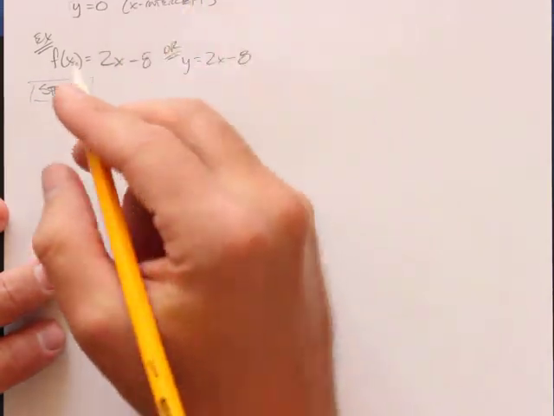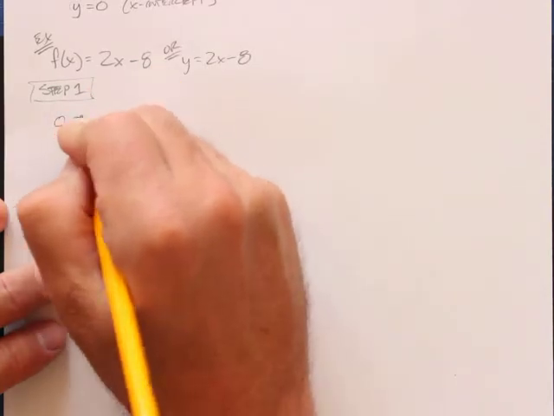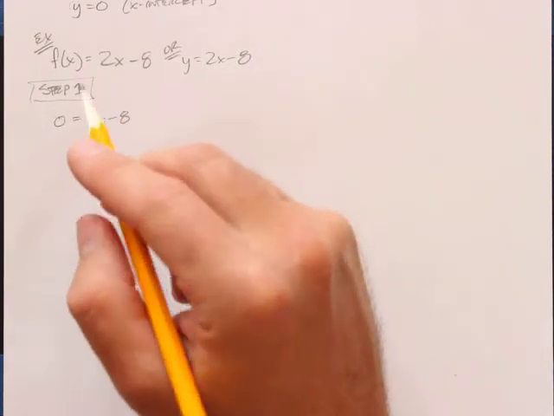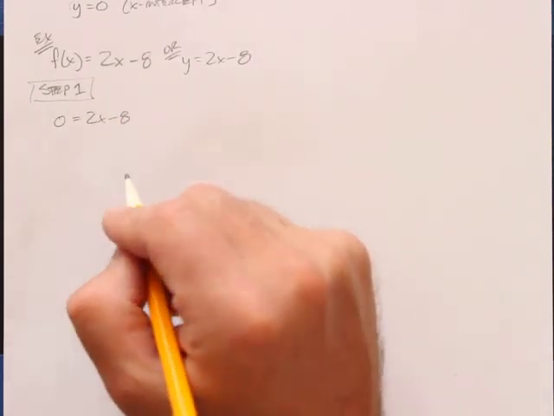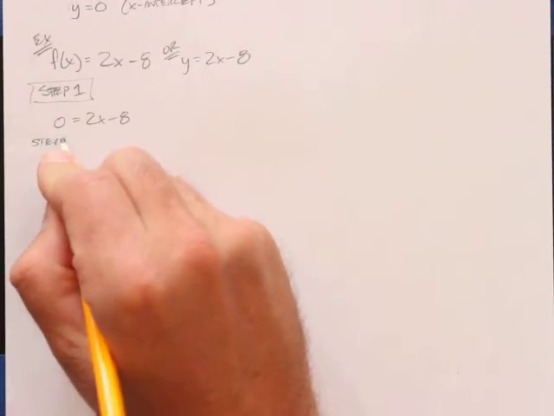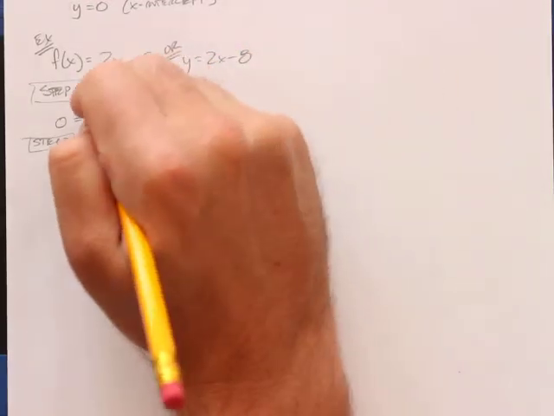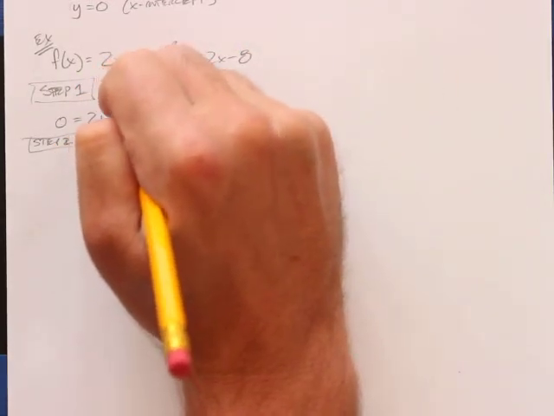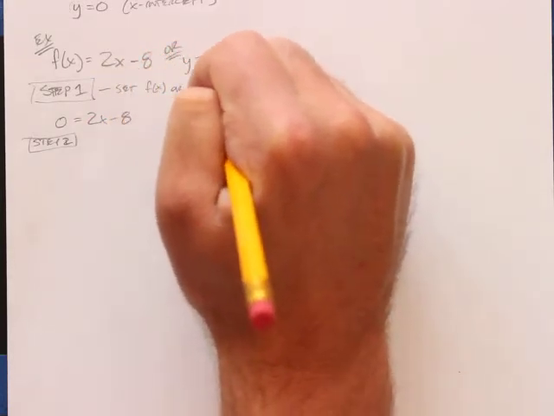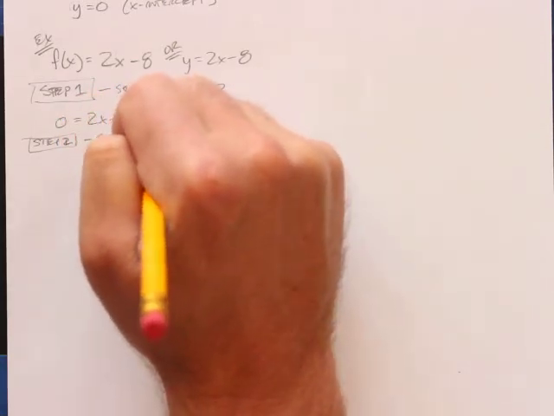Step 1, we are going to make f of x or y equal to 0. And then step 2 is to do your algebra to solve for x. So step 1, set f of x or y equal to 0. Step 2, solve for x.